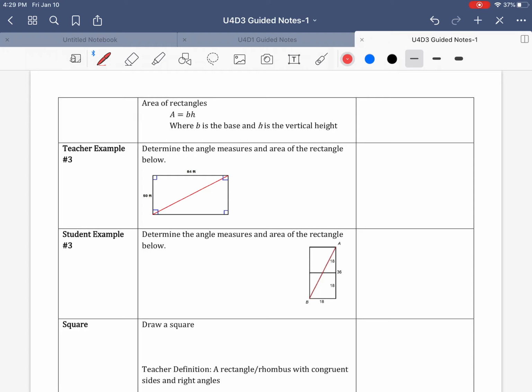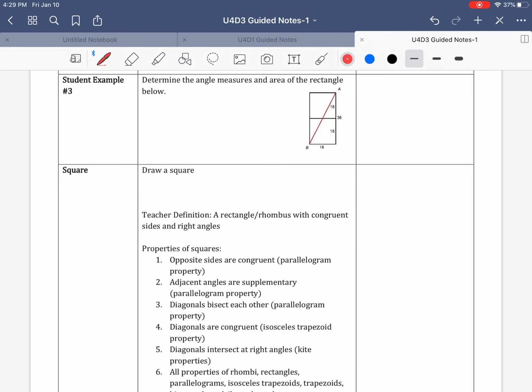Here it says to determine the angle measures and area of the rectangle below. Hopefully the angle measure is very obvious. They are all 90 degrees. That's always going to be true about rectangles. The area formula for a rectangle is base times height. And here my base is 84 and my height is 50. So when I do area equals 84 times 50, I end up with 4,200 feet squared. And take a second and try student example number 3.